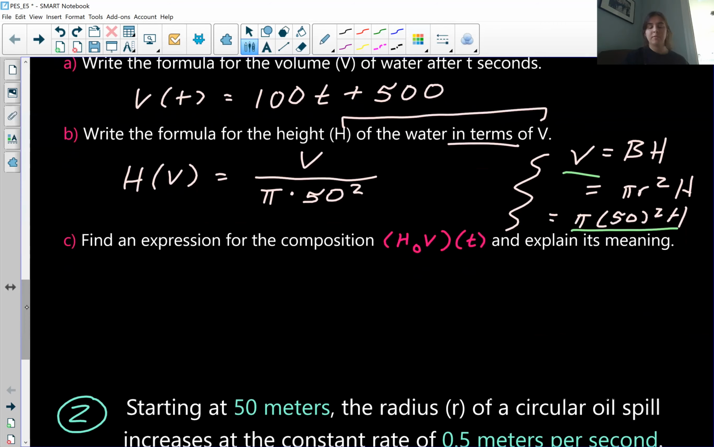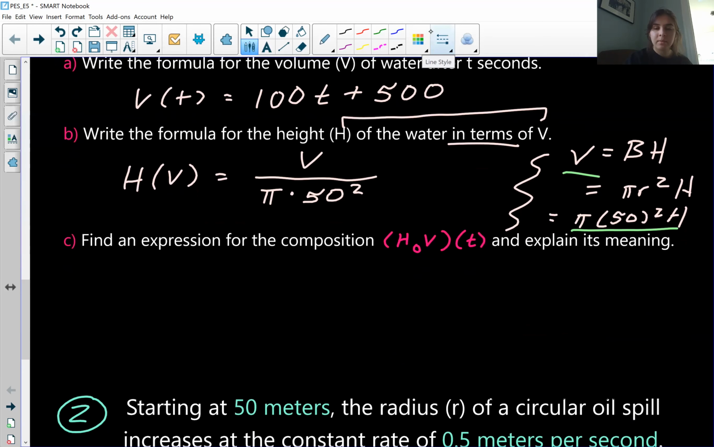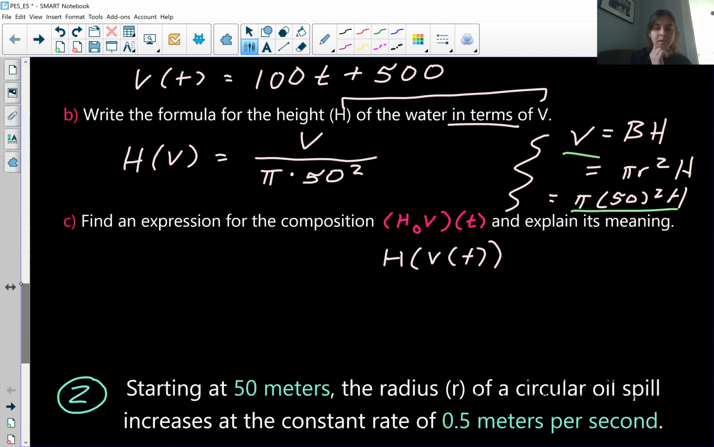But we are not done yet. We want to find the composition H of V of T, and we also want to explain what it means. So I want to change back to pink. We saw that another way to write this would just be H of V of T. Essentially what that means is we're going to go to our H equation, and everywhere we see V, we're going to plug in V of T. I shouldn't have written that under there because now I'm confused. H of V of T, write it again over here.